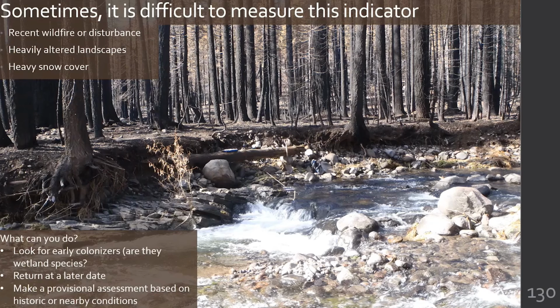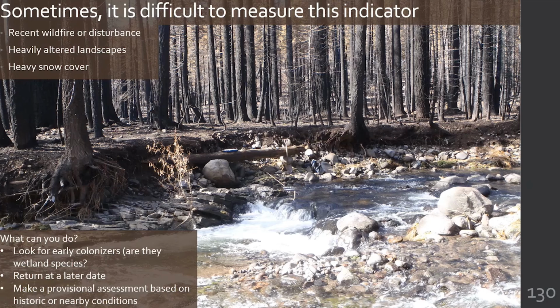There are situations where this indicator is particularly difficult to measure. This is a photo of a stream in the Sierra Nevada of California that underwent a pretty severe wildfire, and all the vegetation has basically been killed in this fire. Other situations are heavily urban areas where development goes right up to the channel, or areas under heavy snow cover. Obviously, if there's snow cover, come back after the snow has melted.